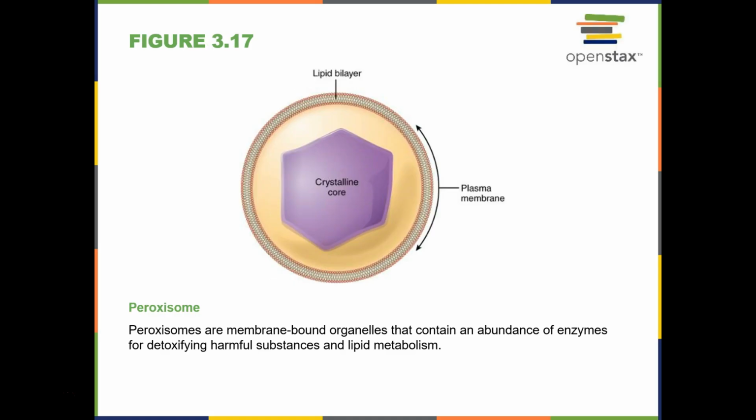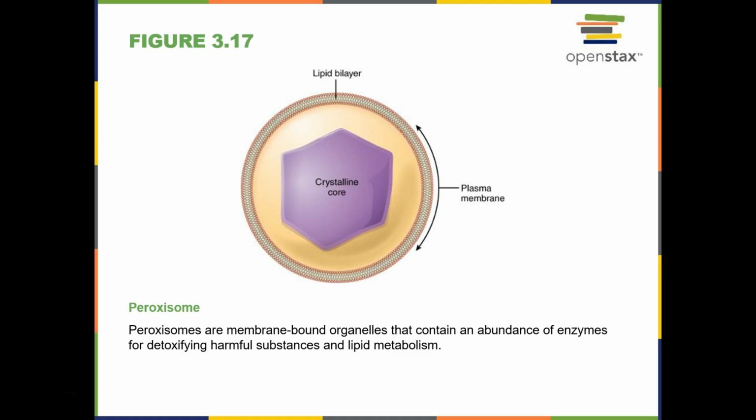And then we have peroxisomes. Peroxisomes are membrane-bound organelles that contain a different type of enzyme, whereas lysosomes contain digestive enzymes. Peroxisomes contain oxidative enzymes. Oxidative enzymes are used to break down toxins via oxidation, and they also function in oxidizing free radicals that are found in your system.